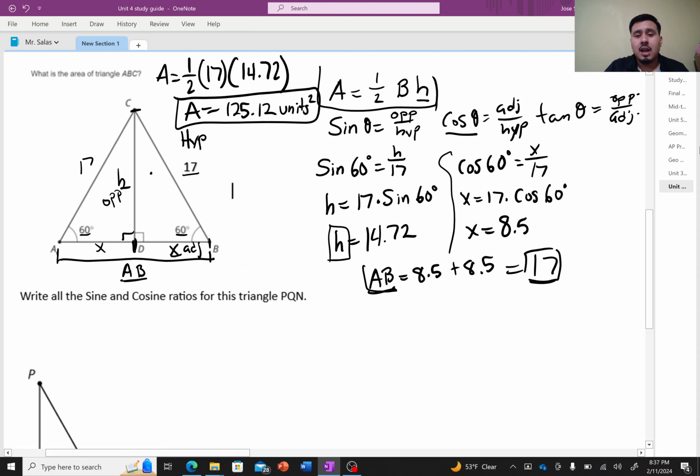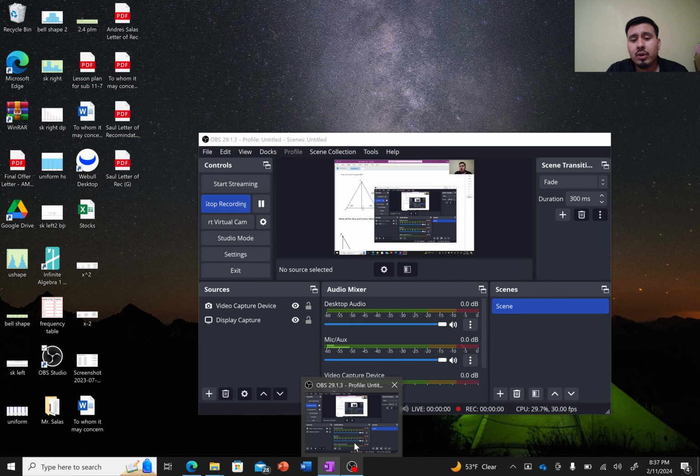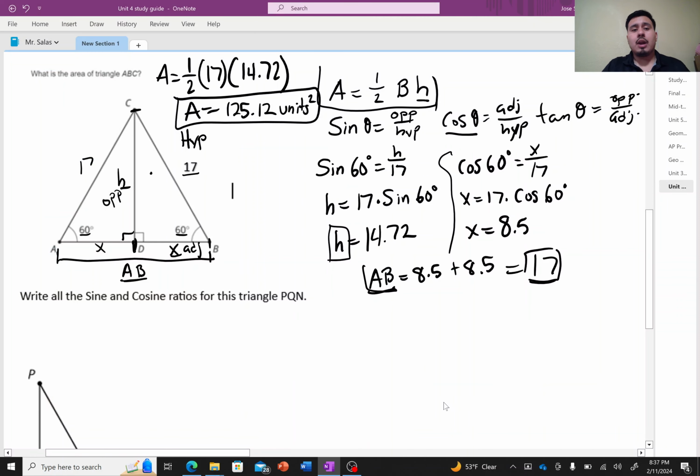125.12 units squared. Now this was a bit of a lengthy video because it had multiple steps, but hopefully it was clear enough so that you were able to understand. If not, slow the video down, rewind, pause, do what you have to do. Try to see if you can understand what's going on.